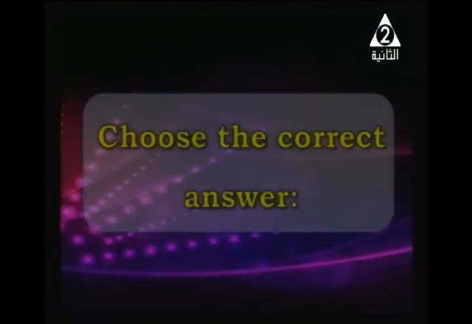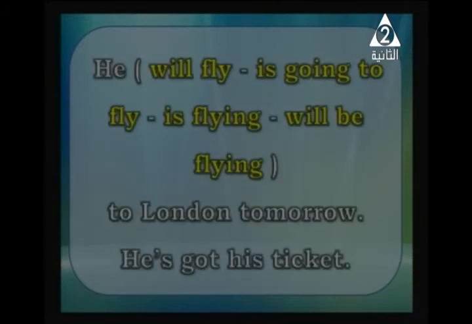Now my dear friends, يلا نطبق مع بعض اللي احنا شفناه واللي احنا اخدناه دلوقتي في choose the correct answer. He will fly, is going to fly, is flying, will be flying to London tomorrow. He's got his ticket. اللي قدامنا ده كل ده future. كل ده تعبير عن express the future time. بس تعال شوف اخر جملة كده الكي وورد عندي. He has got his ticket. يبقى معنى كده انه ده ايه؟ arrangement ترتيب. طب احنا قلنا لما يكون في ترتيب بناخد معنى ايه؟ يلا نشوف مع بعض. Is flying present continuous.